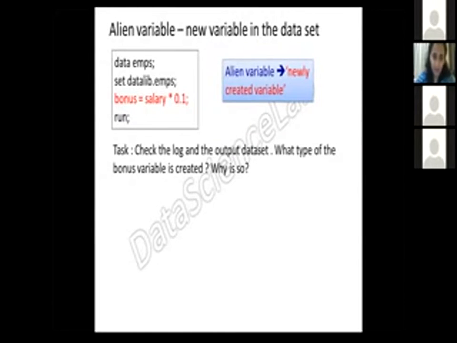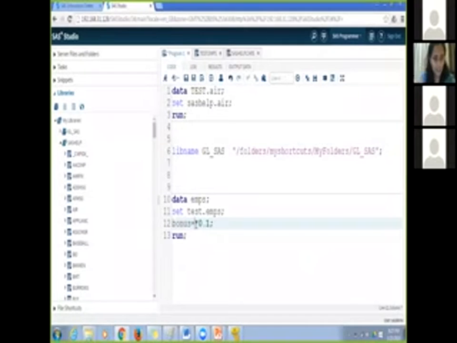Okay. I am going to revise my question and ask this question once again to you. To do that, I'm going to go back to the data, and I'm going to do a mistake here. Instead of salary, I take fname. I know it's a mistake, but I'm going to change this program. So I'm multiplying fname, which is a character variable, into 0.1 and calculating bonus. 100% sure this is not going to work, isn't it?